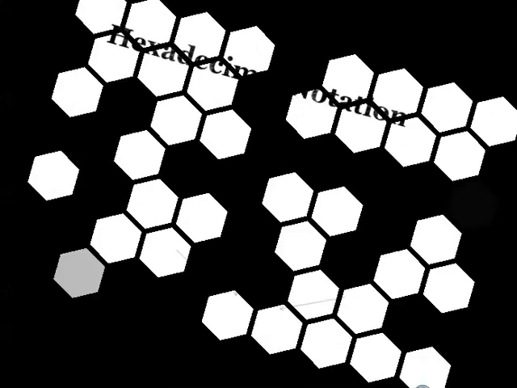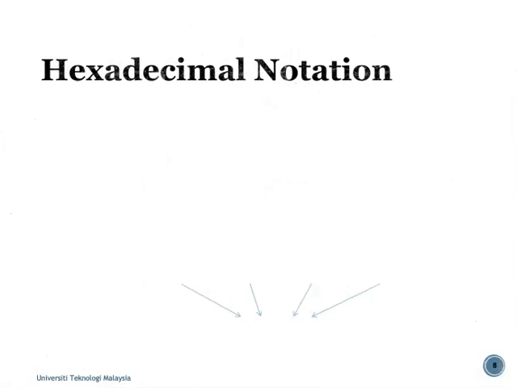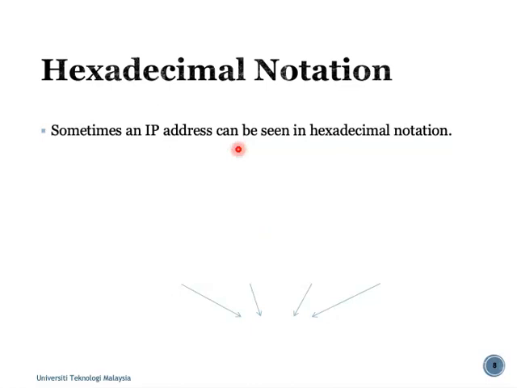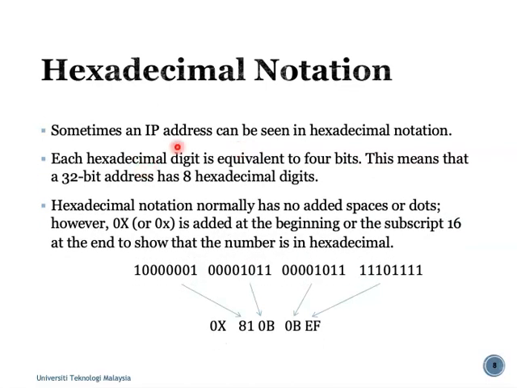The next notation is hexadecimal notation. We sometimes see an IPv4 address in hexadecimal notation. Each hexadecimal digit is equivalent to 4 bits. Unlike the dotted decimal, where we convert 8 bits to one decimal number, for the hexadecimal, each digit is equivalent to 4 bits. So this means that a 32-bit address has 8 hexadecimal digits. We normally don't put spaces or dots for hexadecimal notation.